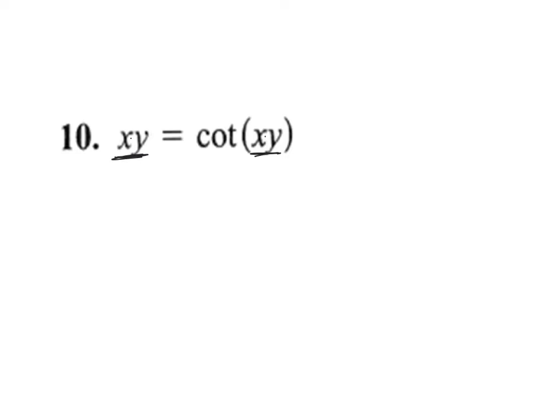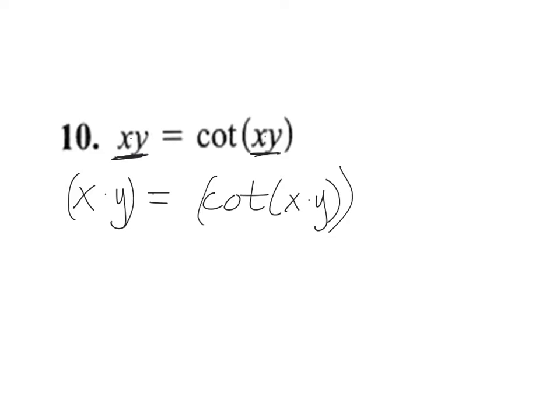So what I want to do is rewrite this up here real quick, first as x times y is equal to cotangent of x times y. What I'm going to do, guys, is take the derivative of each of these terms with respect to x. Now, when I do that, I notice that I have the product of two functions. I have the function x.